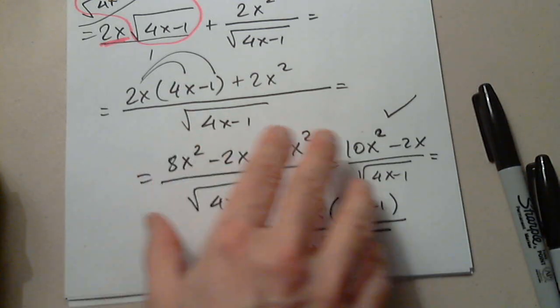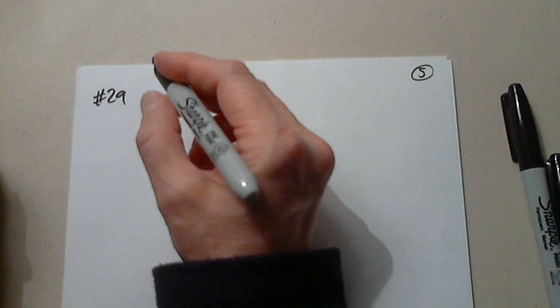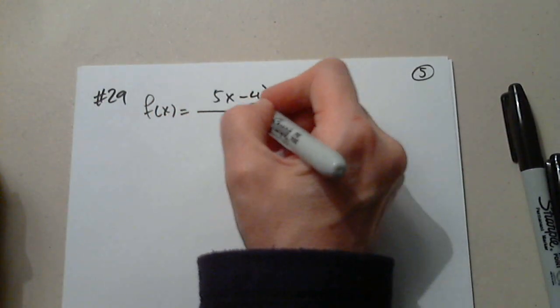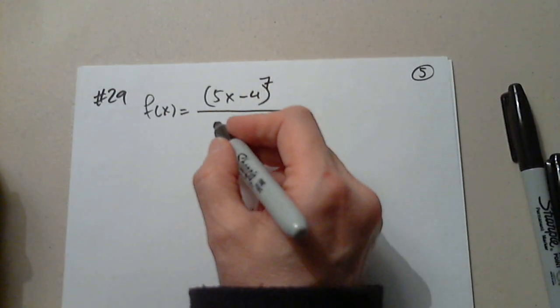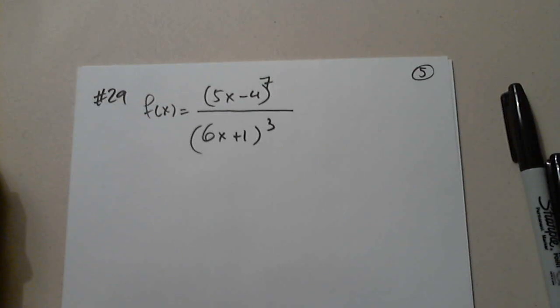So let's say 29. And that's my page 5. 29, let's copy it. So it's f of x. Any questions so far? It requires a lot of practice. I know you understood it, but it's not easy without practice. Okay.